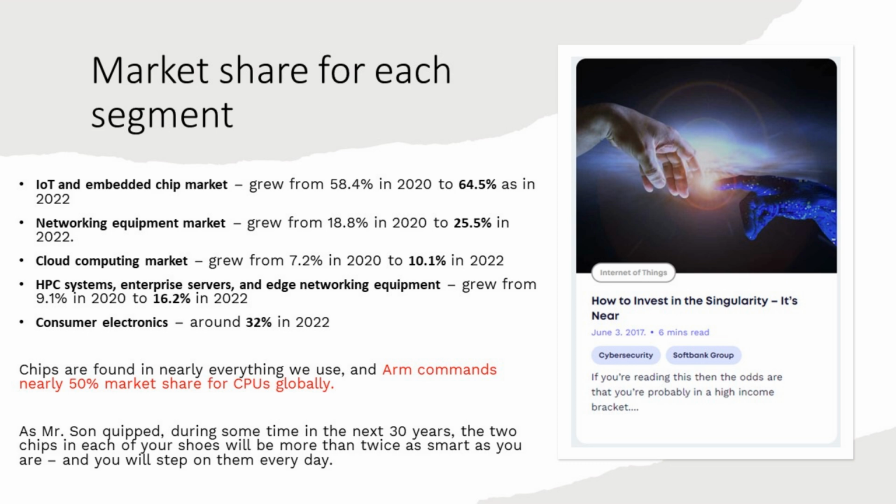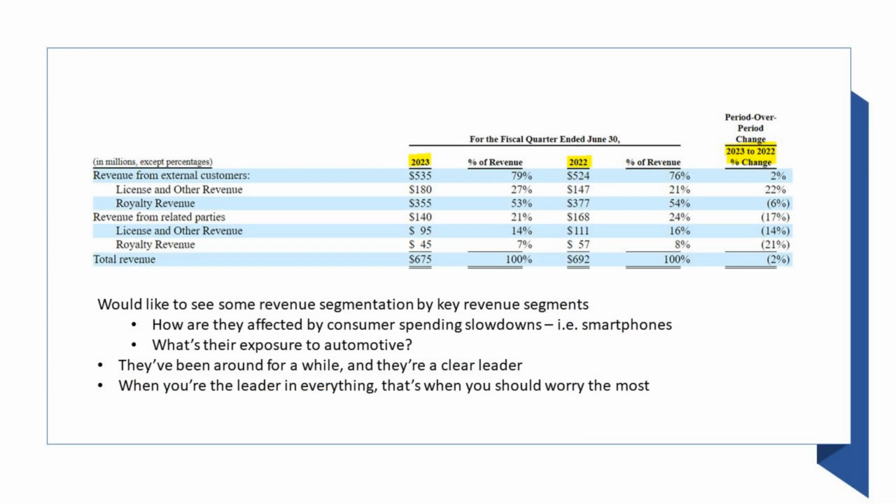If you want to read the value proposition for this company, we did a piece back in June of 2017. I quite liked this. It's free to read. Go to our website and search for Singularity, or I'll put a link in the description of this video, and it talks about Masa giving a presentation and explaining why he believes that he can control the future of AI by owning ARM when he purchased it. It's very good. And as he quipped during that presentation, in the next 30 years, the two chips in each of your shoes will be more than twice as smart as you are, and you will step on them every day.